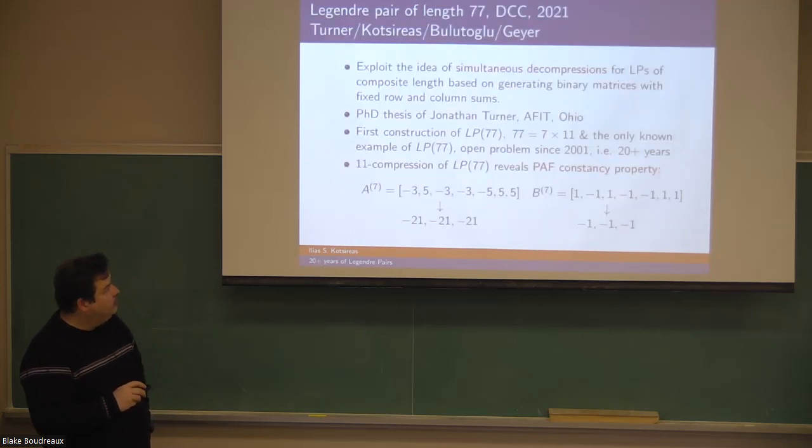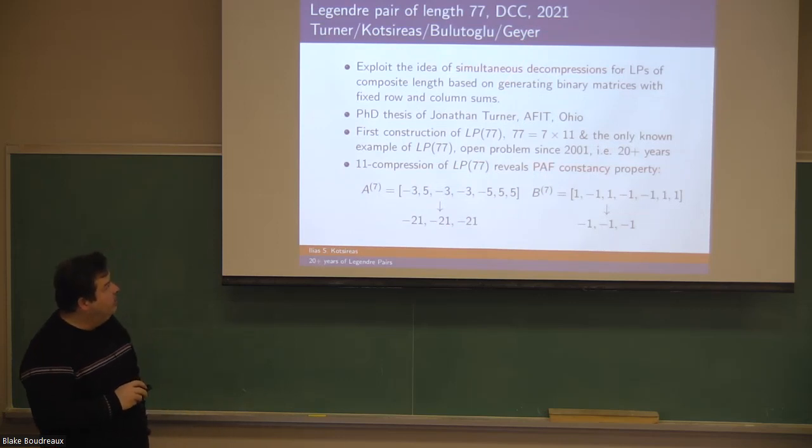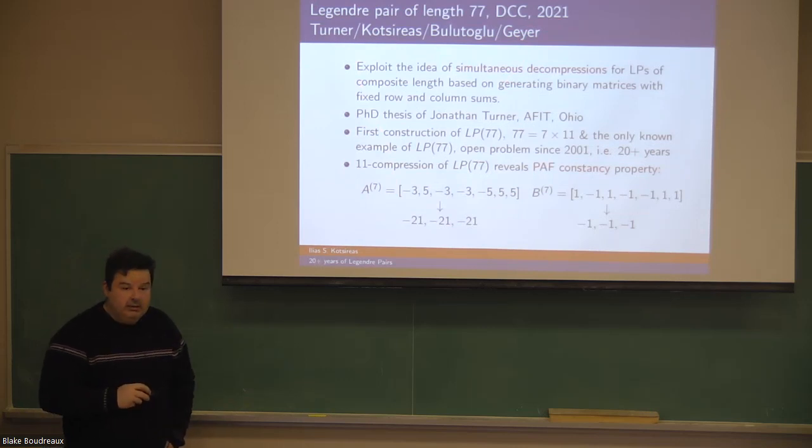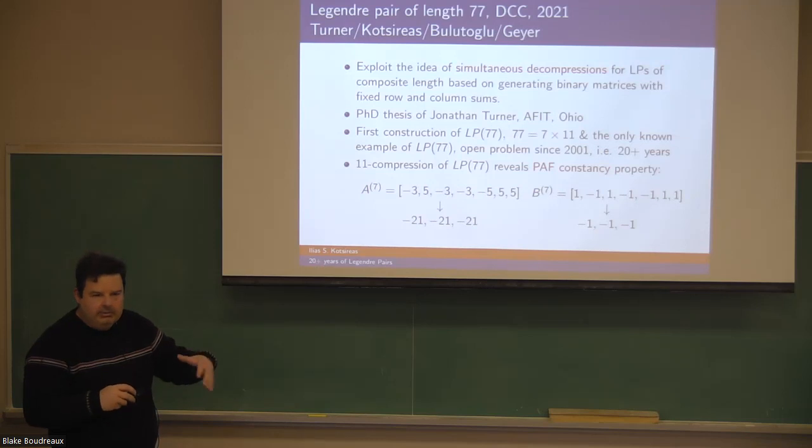Okay, then the compression was in 2015. Then in 2021, that was one of the COVID papers, as I like to call it, when everybody was on Zoom doing something. This is what we were doing. Jonathan Turner here, the first author, did a PhD thesis on Legendre pairs. In fact, an amazing piece of work with a lot of untapped theorems and techniques.